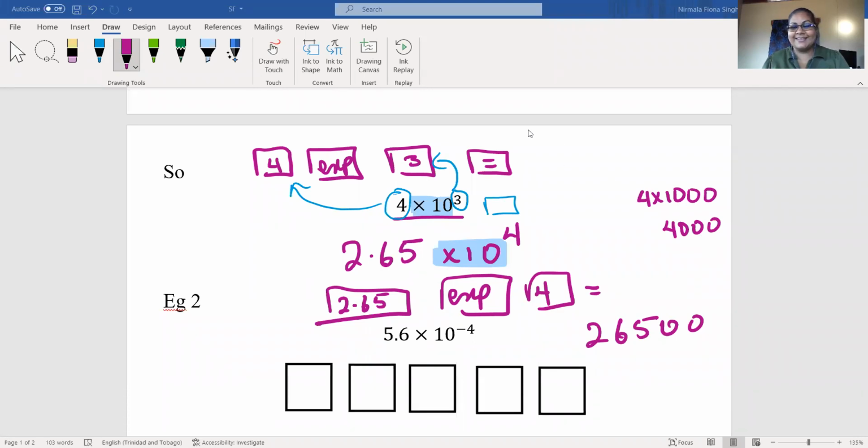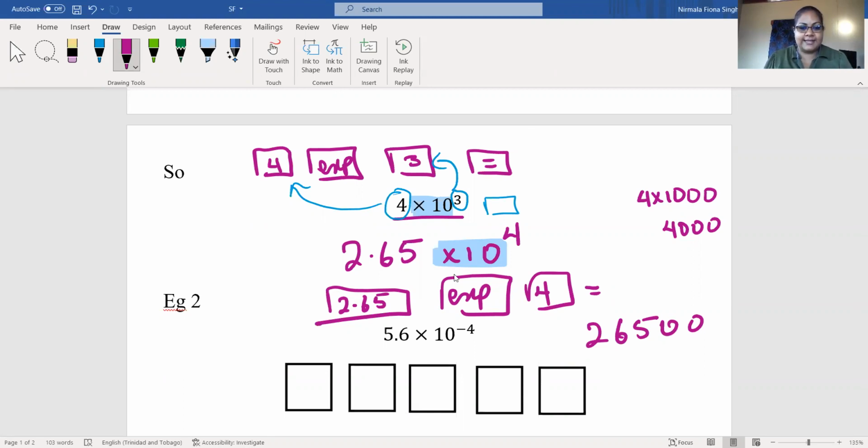Very good. All right, for those sending the answers in the chat, very good. Seeing correct answers coming in. Did you all get 26,500? Yes, Miss. Beautiful. All right, so that is positive indices, right?